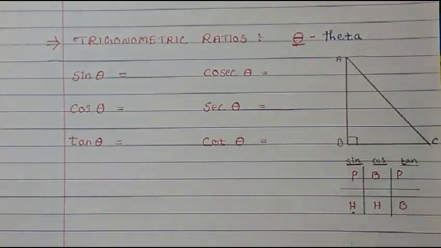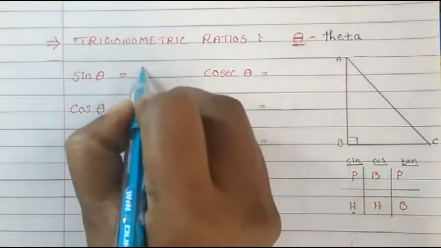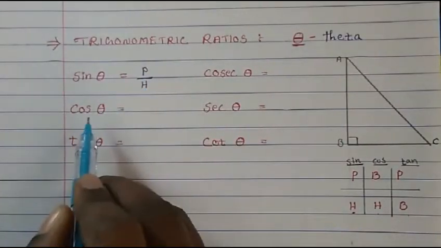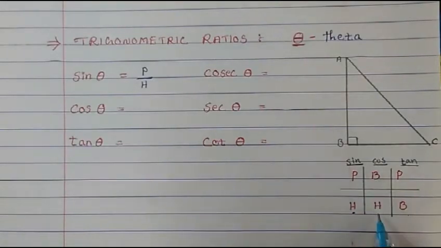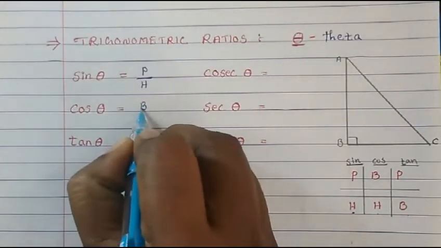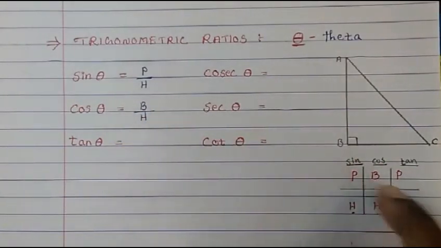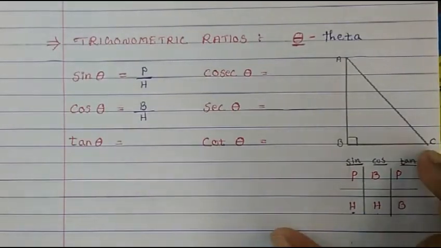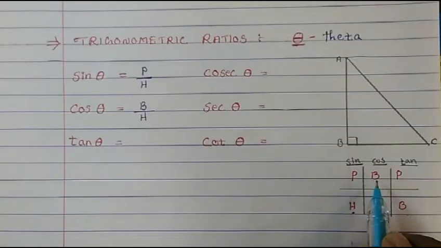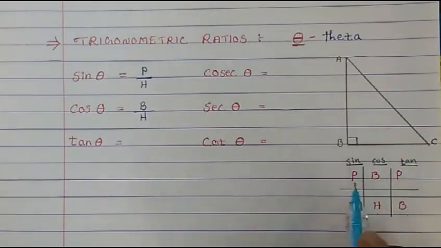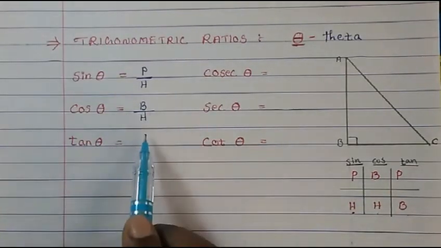Sine theta means perpendicular upon hypotenuse. Cos theta means base upon hypotenuse. To remember this, we write it like this: "Pandit Badri Prasad, Har Har Bole." P stands for perpendicular, B stands for base, again P for perpendicular, H stands for hypotenuse, and B stands for base. So cos means base upon hypotenuse.